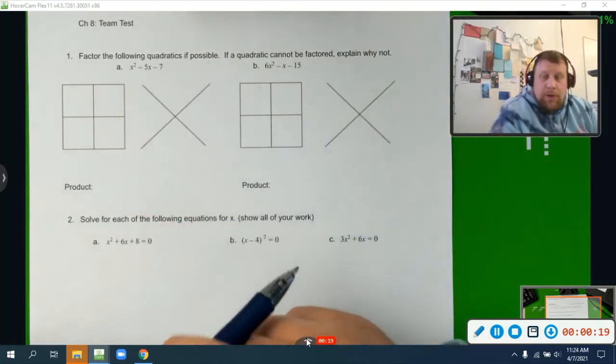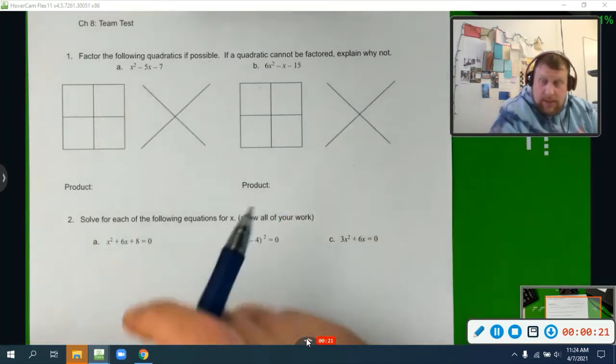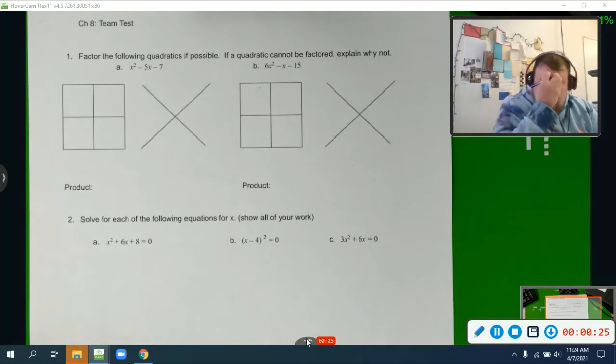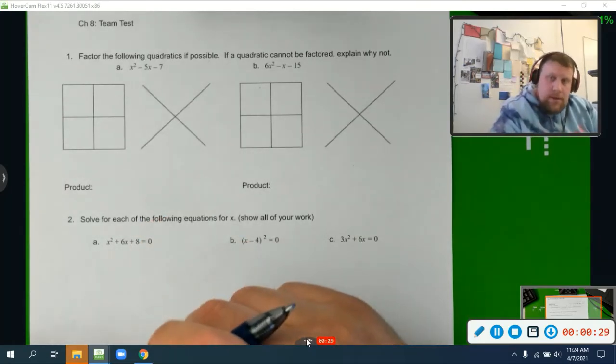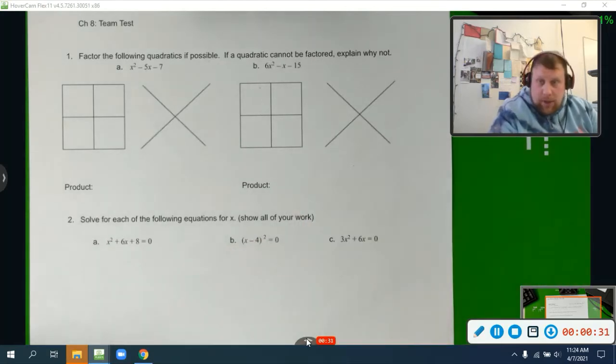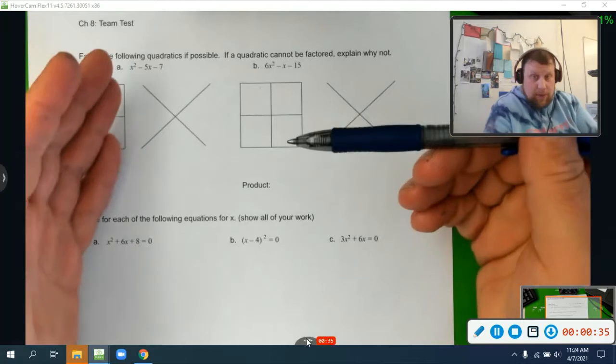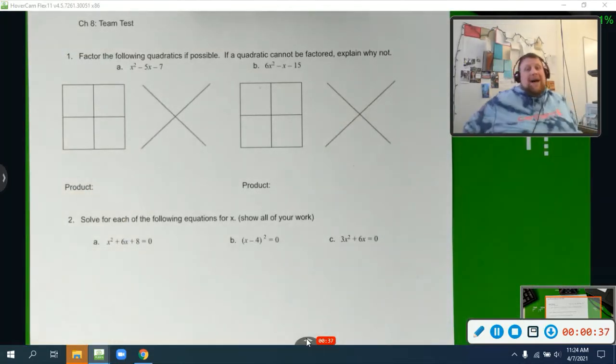Now, this will be usable on the test, right? So all of my tests are still going to be through MyOpenMath. That's not going to change through the end of the year. Excuse me, your job is to go on to MyOpenMath. There will be questions. I would use this and your work from the Mod 6 recap to help you.